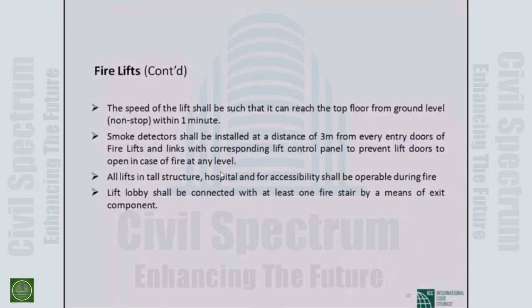All lifts in the tall structure, hospital or accessibility shall be operable during fire. Lift lobby shall be connected with at least one of the fire stairs by means of an exit component. So these are all about the fire lift. You have to be very careful about the design of fire lift, and not only the design, you have to be careful about the operation at the time of fire, and it varies depending on the type of occupancy. You have to be careful about that.